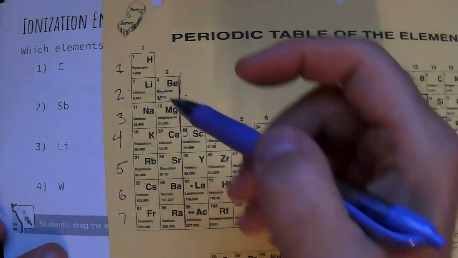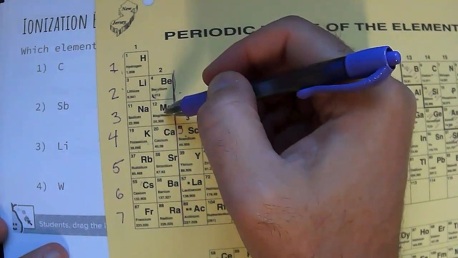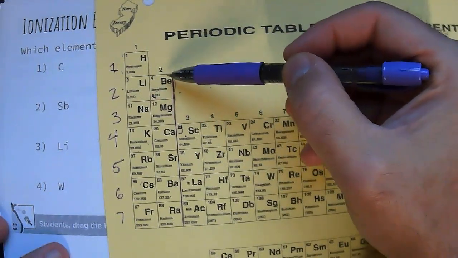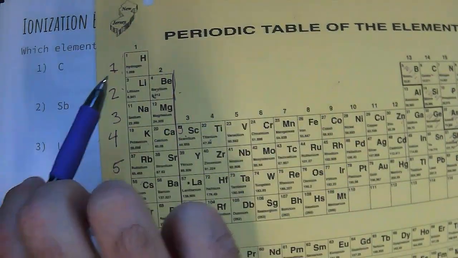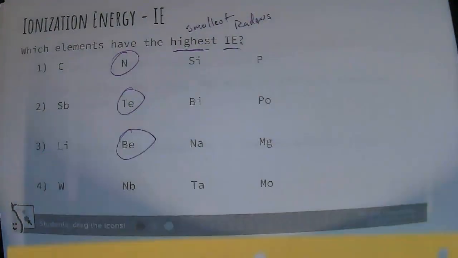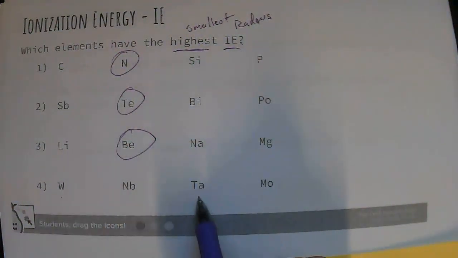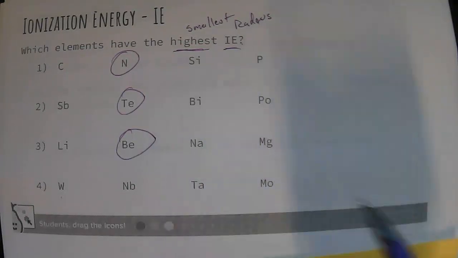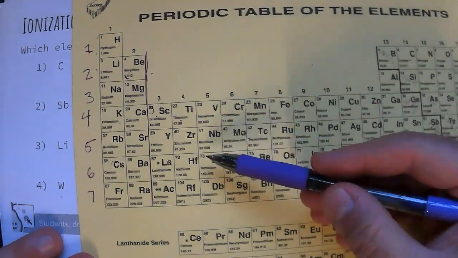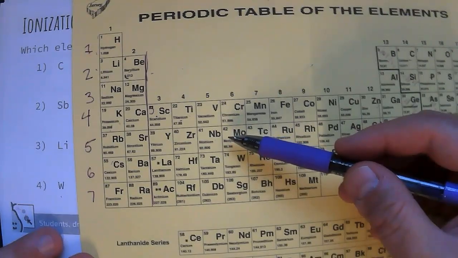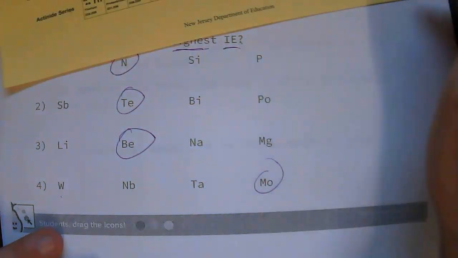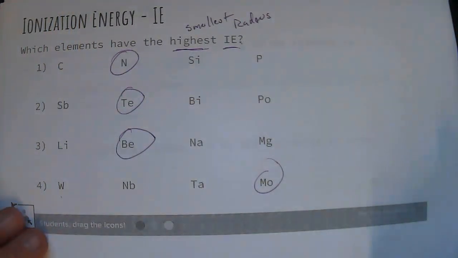Li, Na, Be, Mg. Again, we want the one that's further up, so it's Li or Be, and then we want the one that's further to the right, which is Be. Okay, so we get this. And now we'll do the middle: W, Nb, Ta, Mo. So again, we want the ones that are higher and to the right. So that's going to be Mo, molybdenum.